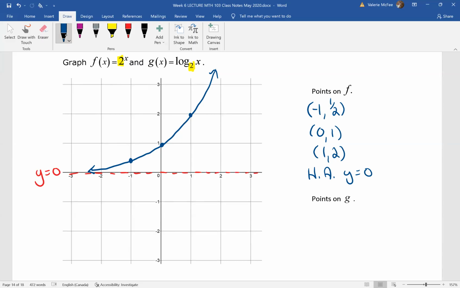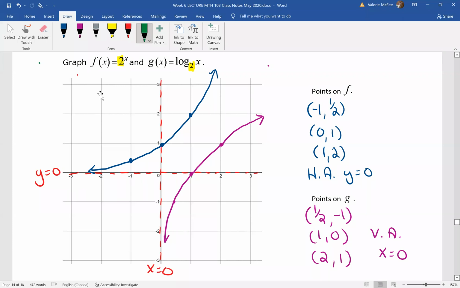So we have our exponential function graphed. Let's think about what we said about inverse function graphs again. X and Y switch places, and the graphs reflect across the line y equals x. Find the points for the g of x and graph that function. I hope your graph looks like this.